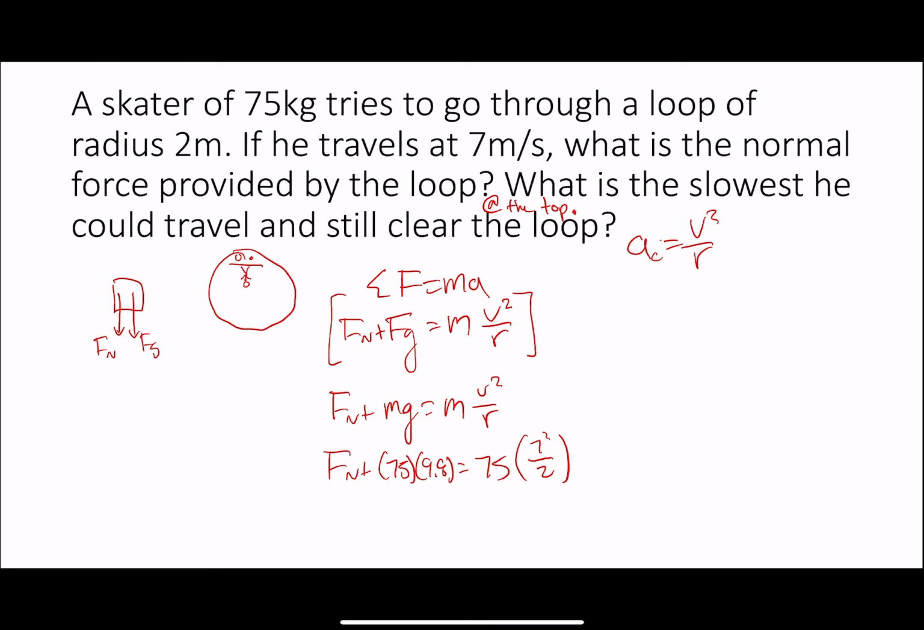And I'm going to have to type this into Google because I don't have my calculator on me today, unfortunately. I'm at home. 75 times 49 divided by 2. And then 75 times 9.8. So this is equal to 1837.5. 75 times 9.8.